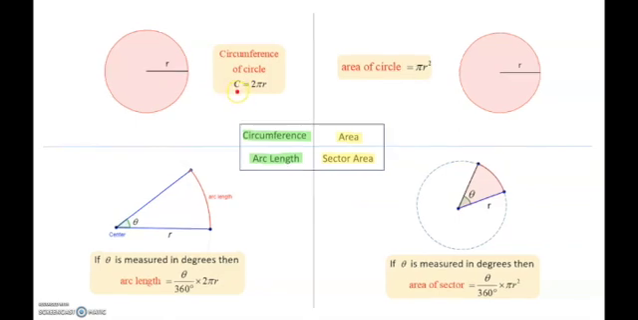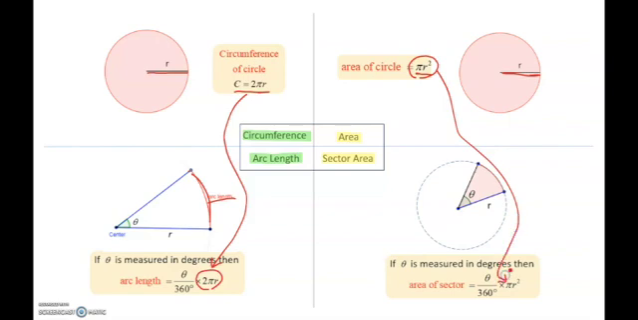It would be good to note that the circumference of a circle, or C, is equal to 2 pi r, or 2 times pi times the radius, and that the area of the circle, A, is equal to pi r squared, or pi times the radius squared. The arc length of a circle is measured by theta over 360 times 2 pi r. Notice how 2 pi r is the circumference of the circle. And the area of the sector is theta over 360 times pi r squared, which is the area of a circle.